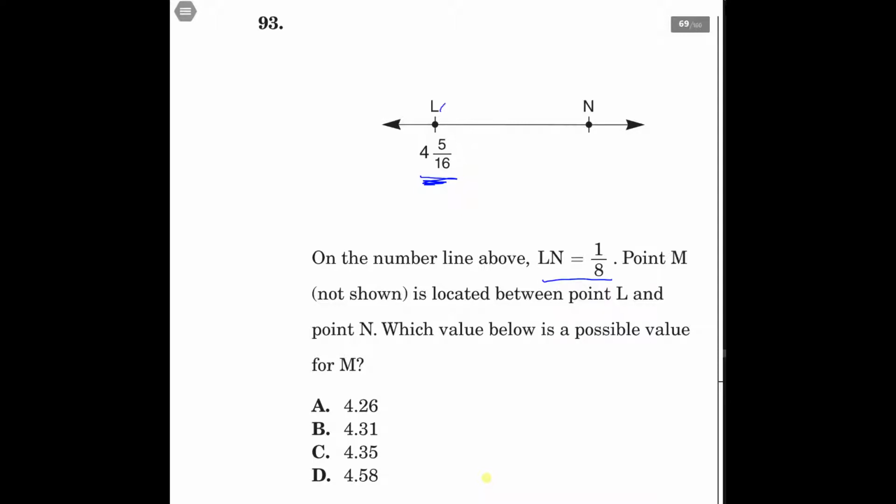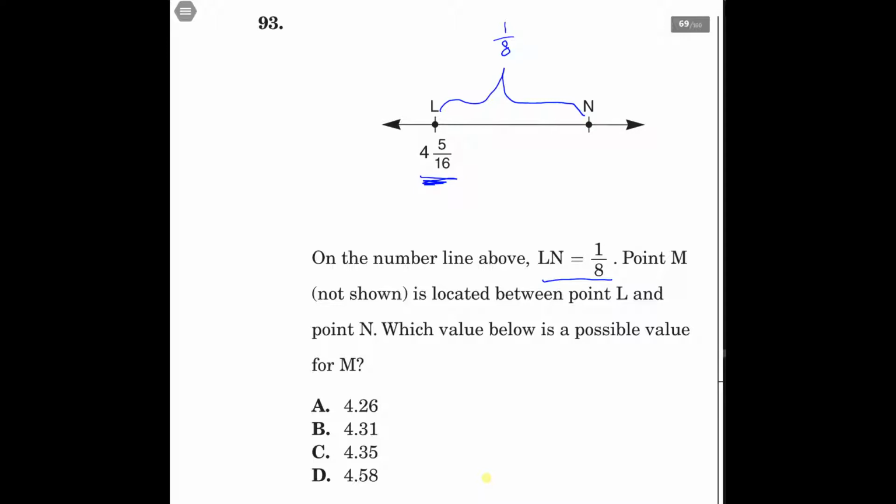So that means the distance here is going to be 1/8 of a unit. Point M is located in between L and N. Which value below is a possible value for M? If that is 1/8 here, what would be the location of M?